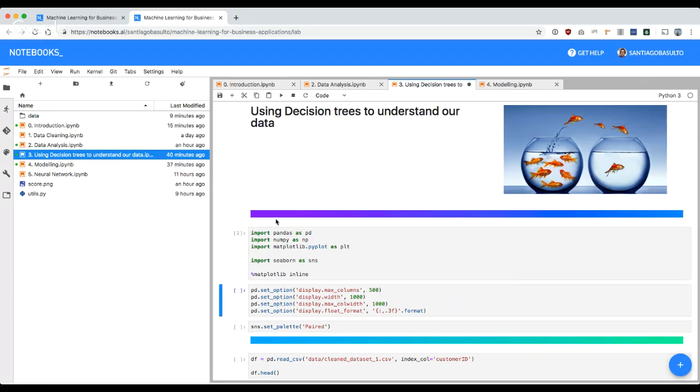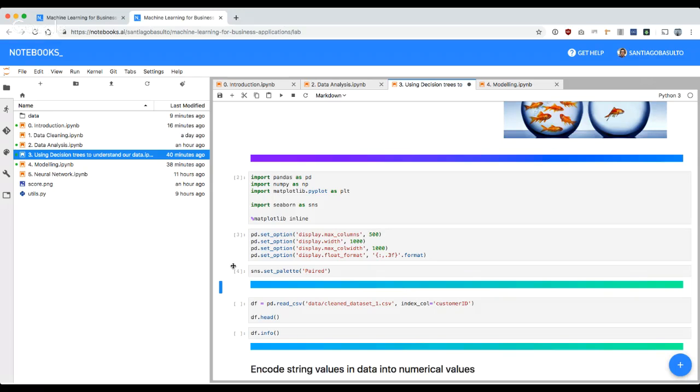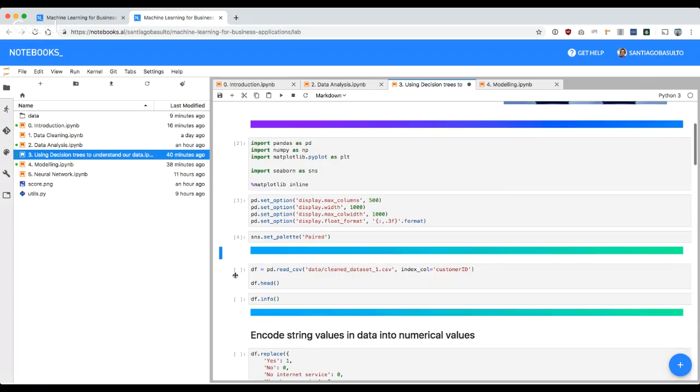But now what we will be doing is using one very simple machine learning algorithm as support for our analysis. So I don't want you folks to focus so much on the predictions that we will be making, but we want you to see the process we follow.